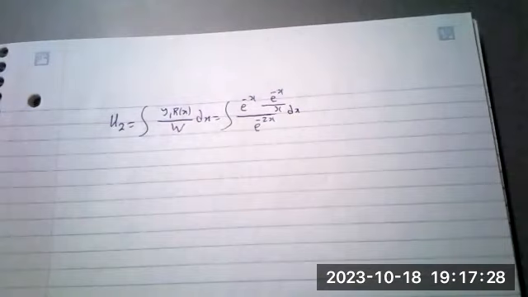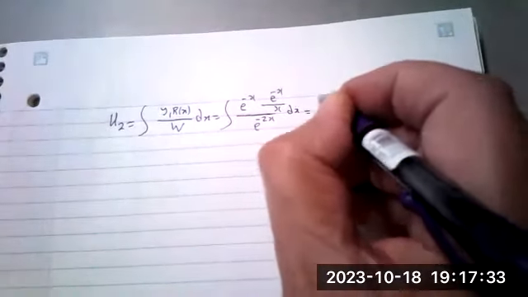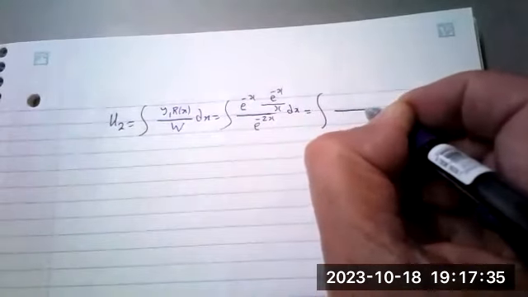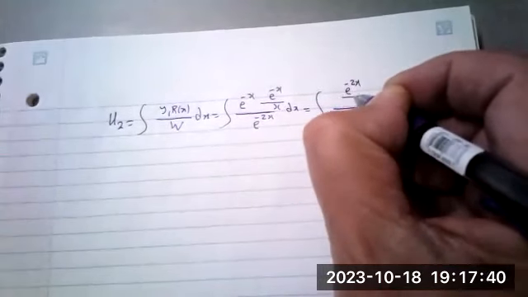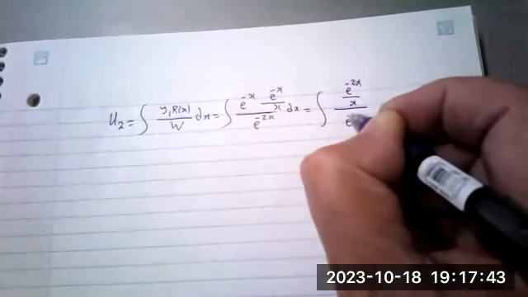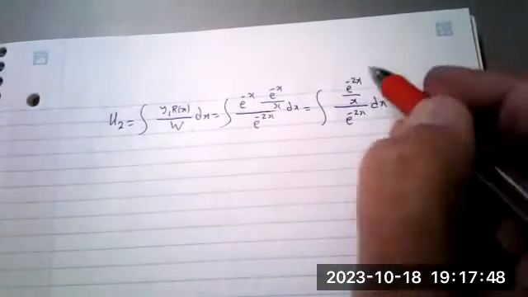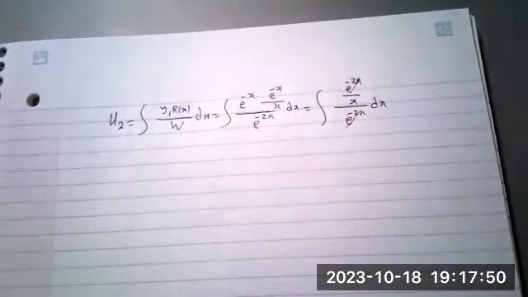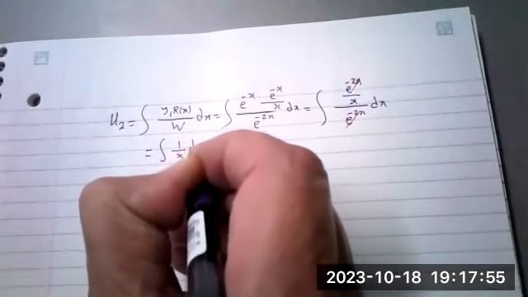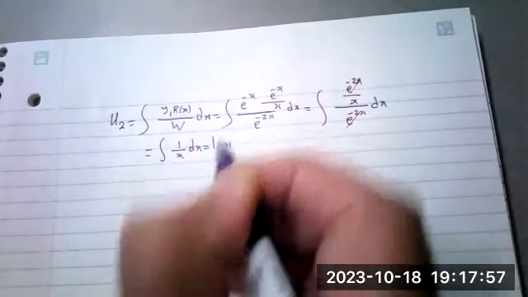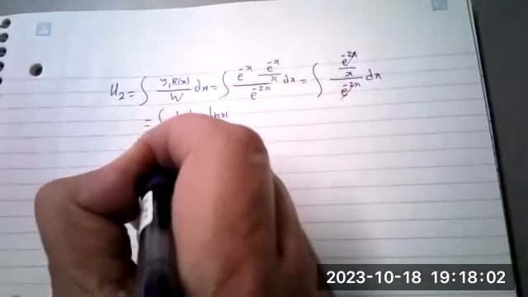Now again, on top, e to the negative x times e to the negative x would be e to the negative 2x over x, and that's over e to the negative 2x dx. Now e to the negative 2x will cancel out. You get 1 over x. It's the integral of 1 over x dx, which is ln x. x is positive, so we don't need the absolute value. So u2 would be ln x.